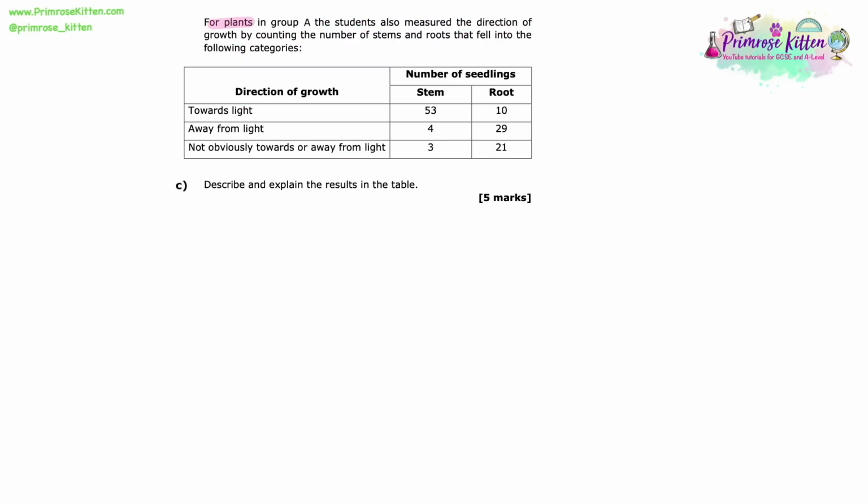For plants in Group A, the students also measured the direction of the growth by counting the number of stems and roots that fell into the following categories. So we've got towards the light, away from the light, and not obviously towards or away from the light, so no direction. So remember, Group A is the one that had the light coming in one direction.